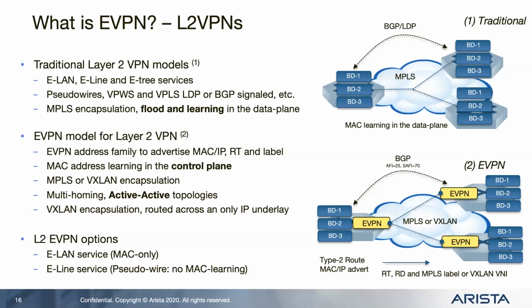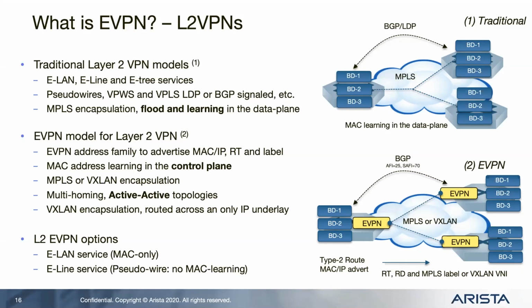So BGP is used here, with what we've seen in route type 2, to carry the MAC addresses assigned to a specific L2 VPN with the route target and the route distinguishers. Then the encapsulation on the data plane can be either MPLS or VXLAN, meaning that the data plane will do a tunneling encapsulation to the remote PEs. And on the origin side, there could be several PEs. The EVPN technology supports active-active.